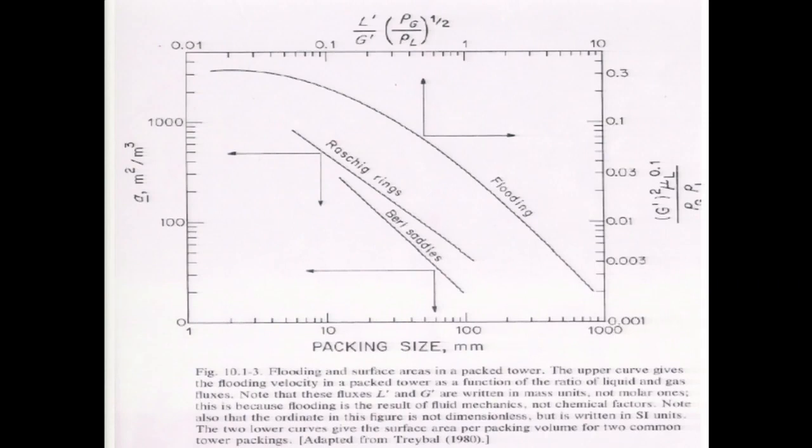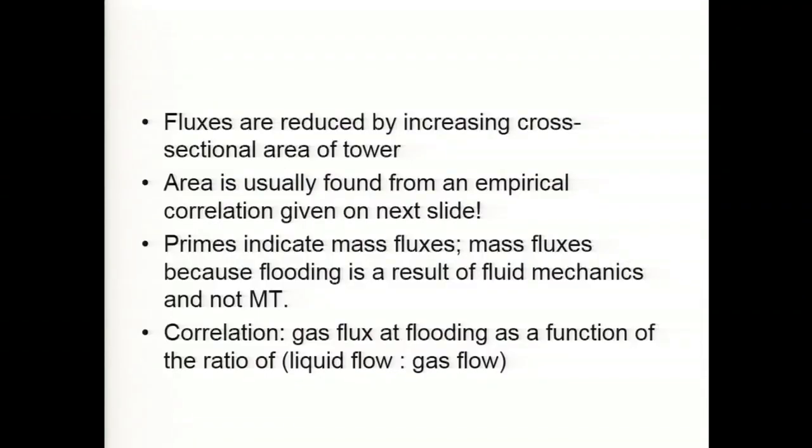So, if we know this ratio, we can know what G prime is, which means this G prime and corresponding L prime will guarantee there will be flooding. We want to avoid that. So, what we do is we try to reduce the fluxes by increasing the cross sectional area of the tower. Now, the question is, how do we go about handling this fluid dynamical problem and make a wise choice of the area?